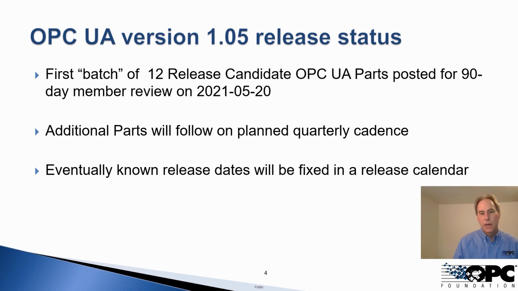So OPC UA version 1.05, I'm pleased to announce the first batch of the 1.05 release has been posted for member review beginning last month. And this is a long time coming. We have many pages to this multi-part specification now, and we're on a path to get the new release out relatively quickly. So right now, the 12 parts that are out are in for review for a 90-day period, and then hopefully the other parts will follow on a planned quarterly cadence, and eventually we'll get into a well-oiled machine where we release things on a very scheduled basis, based on the calendar.